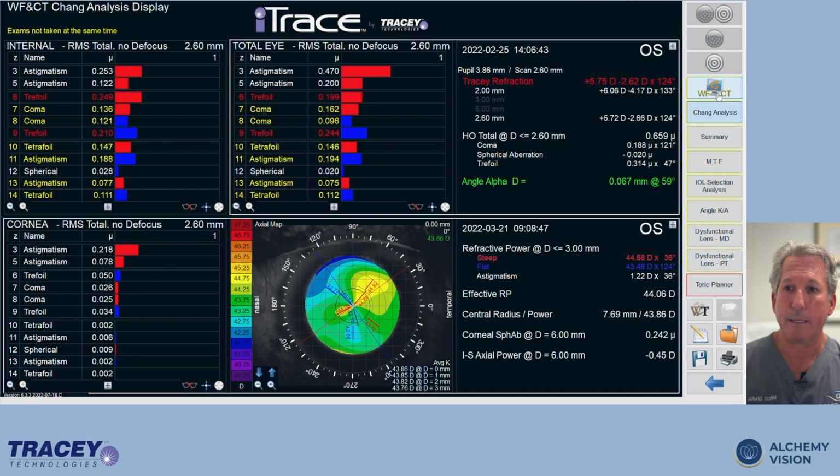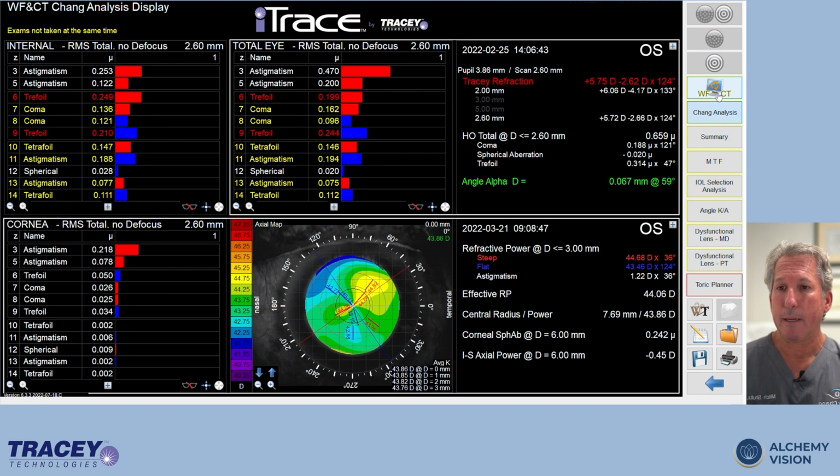So the first patient I want to talk to you about is a patient that has just regular against the rule astigmatism. Here we can see that when we look at the Chang analysis, this gives us an understanding of where all the different components of the vision are coming from. So we can see that the patient has astigmatism that is coming both from the cornea as well as from the lens. We can also see that the patient has a fair amount of higher order aberrations that are all being induced by the lens of the eye. So this is telling us that the cataract is fairly significant, and we'll be able to demonstrate that on our dysfunctional lens index.